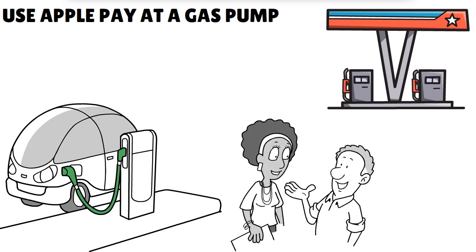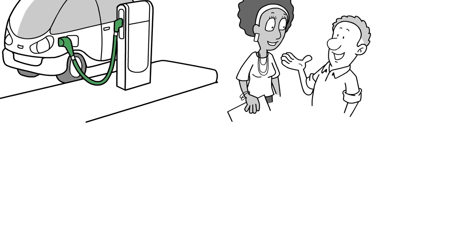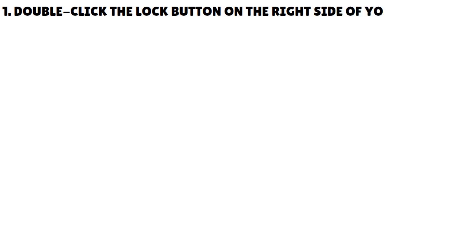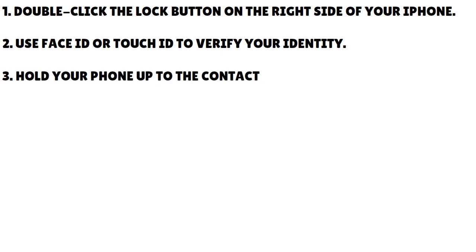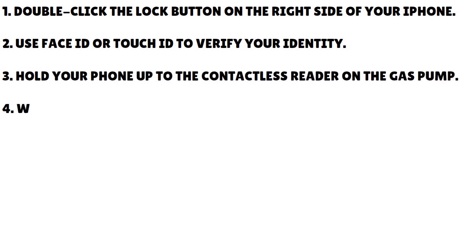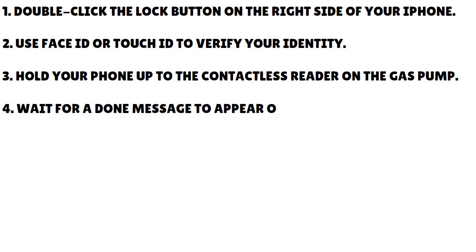But if you find it, here is how to prepay. You want to double click the lock button on the right side of your iPhone. Use Face ID or Touch ID to verify your identity. It's always important to use Face ID or Touch ID to verify your identity. And you want to hold your phone up to the contactless reader on the gas pump, because the system has to communicate with your iPhone to make sure that you are indeed the right person authorizing the transaction.